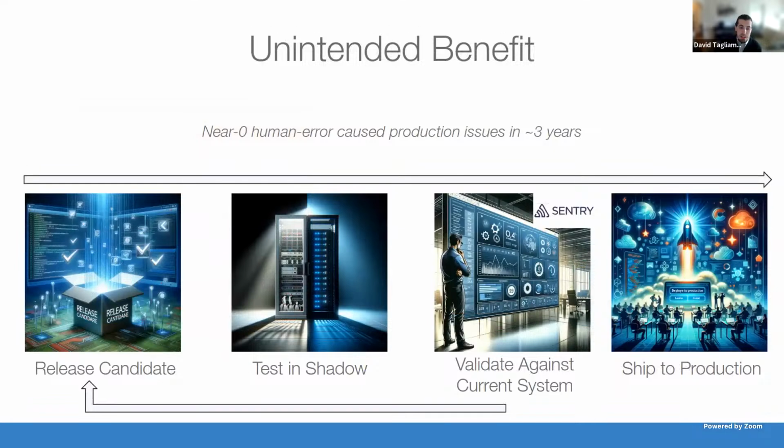Another really big benefit, and this is an unintended one, is that we've had near zero human error production issues for our most critical services. That's because we integrate the shadow stack in our release process. What we'll do is generate a release candidate. This is just a branch of code that you want to deploy to a service. We will always run that in shadow, even if we're not making a model change. I'll come back to that in a second.